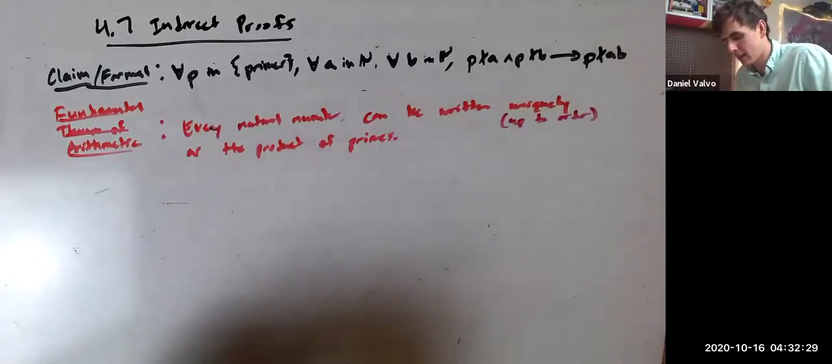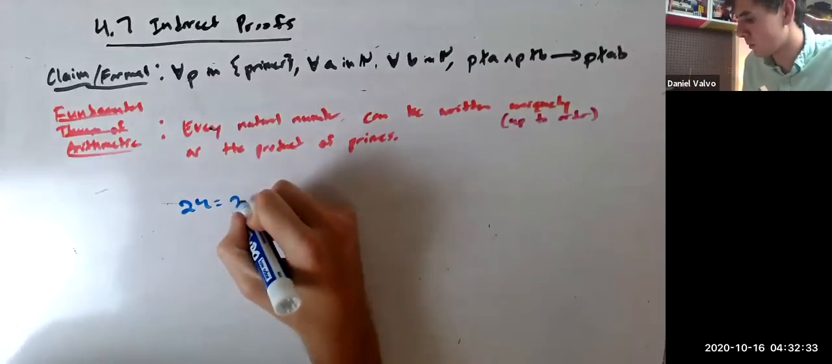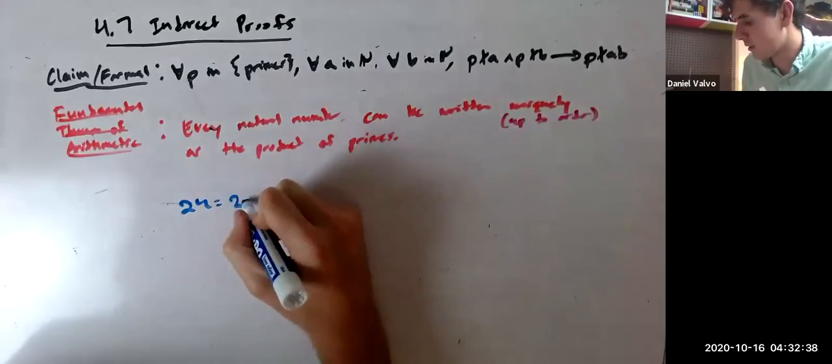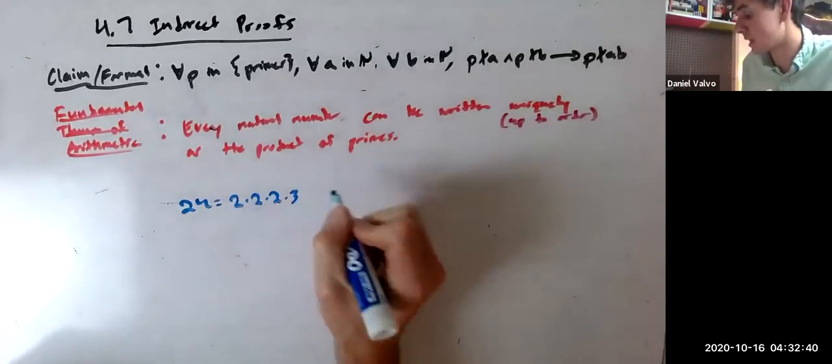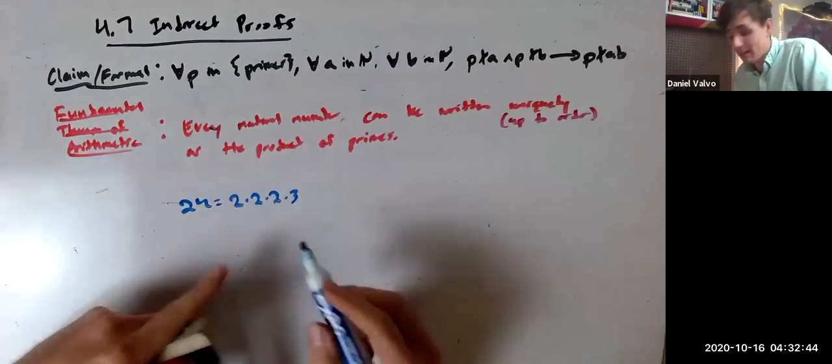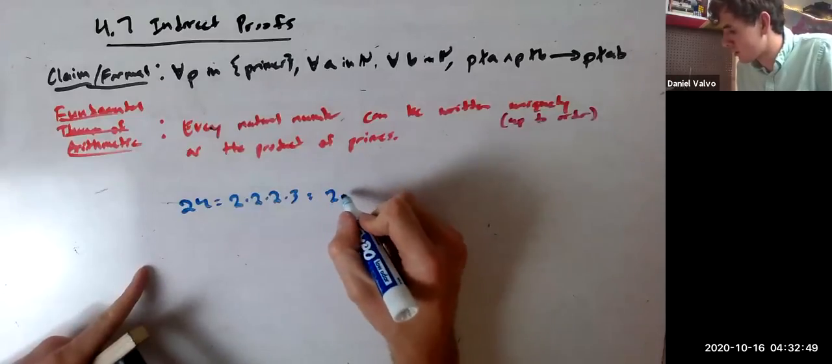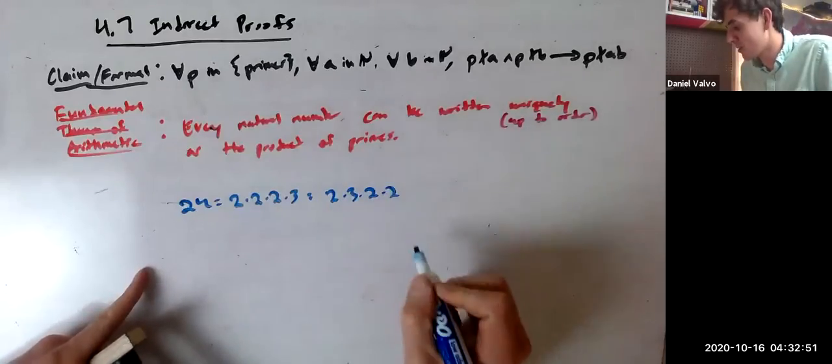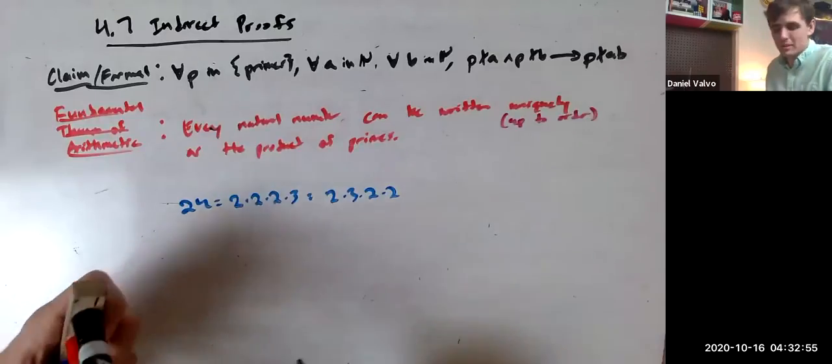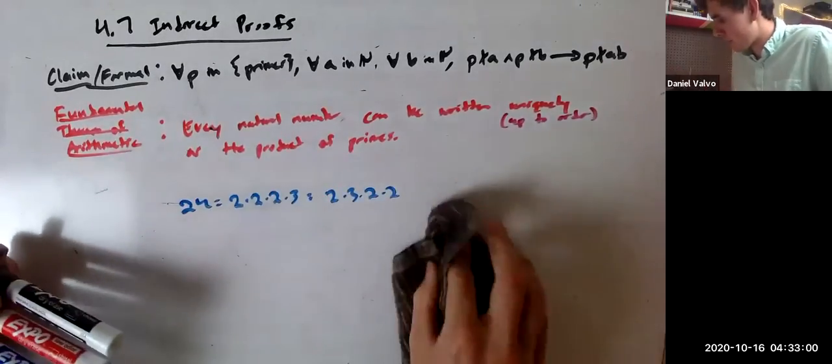So what that's saying is that 24, for example, equals 2 cubed times 3. Or you can write 2 times 2 times 2 times 3. So it's the product of primes. It also equals, and this is unique, 2 times 3 times 2 times 2. So you can switch around the order of the primes, but the point is they're all going to be there in the same numbers. We went over that before.